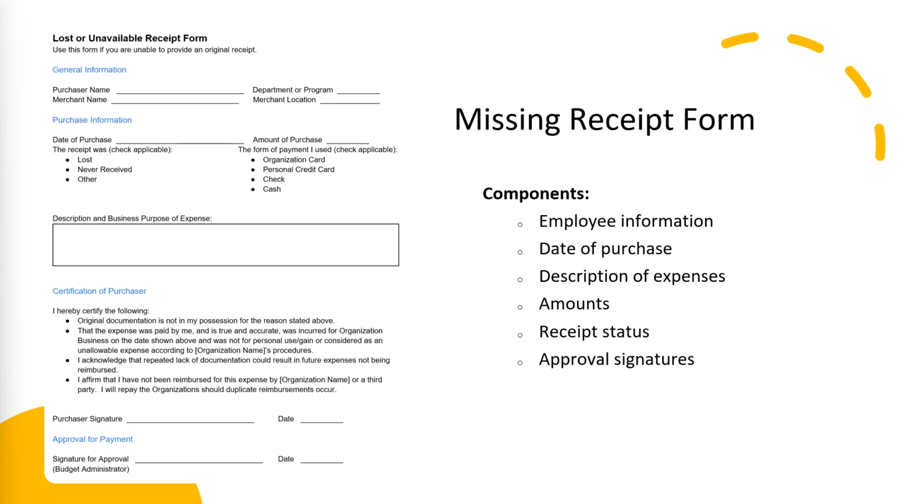When a receipt is missing or unavailable, employees should complete a missing receipt form to provide the necessary purchase details. This form should include key information such as the date of purchase, vendor name, an itemized list of items bought, and the total amount paid. Submitting a completed missing receipt form helps ensure compliance, supports accurate record keeping, and facilitates auditing and reimbursement processes.